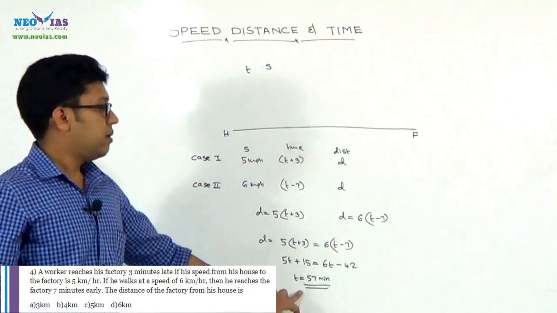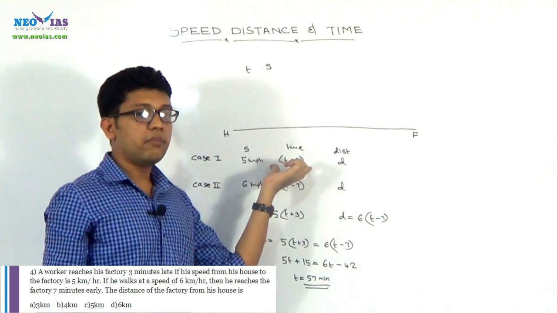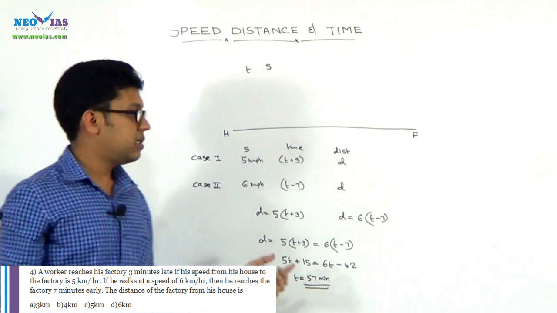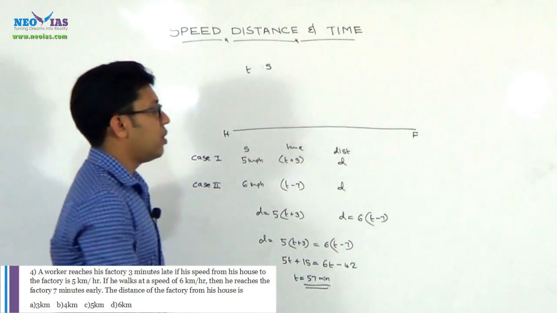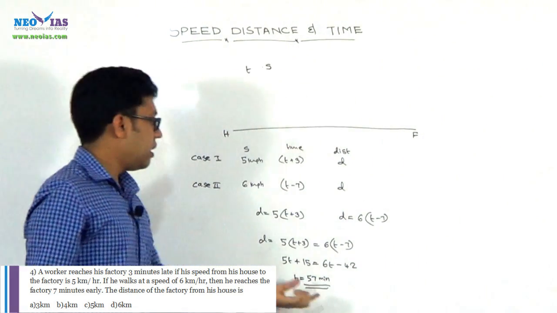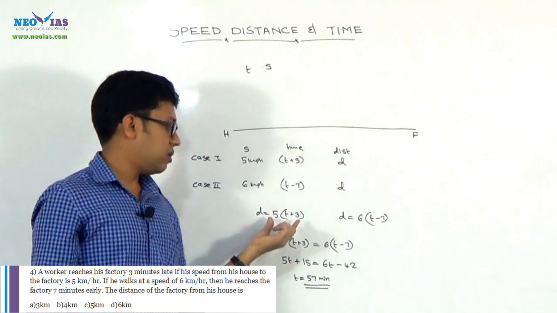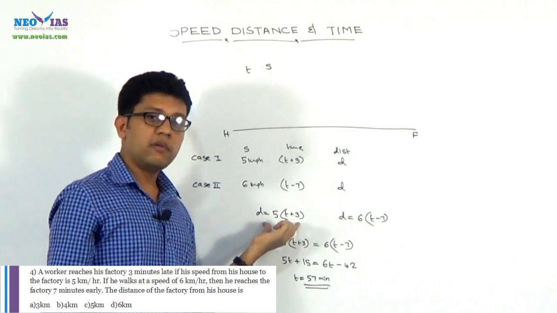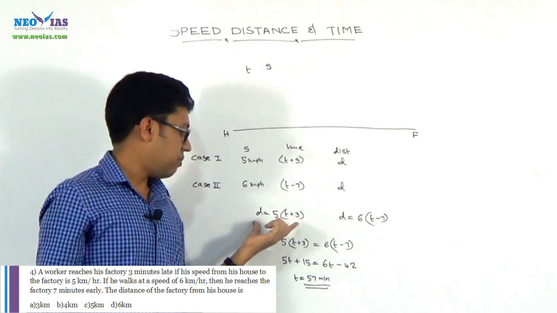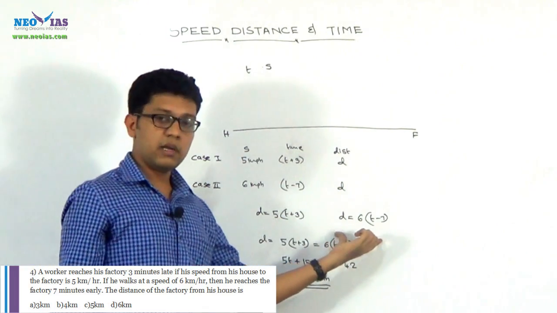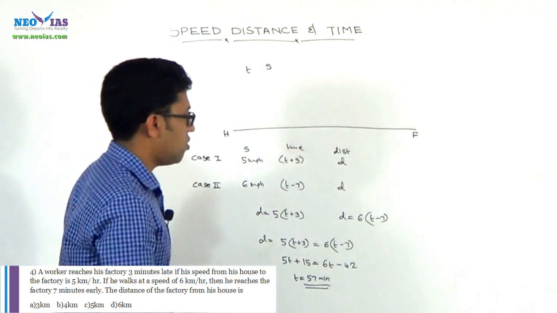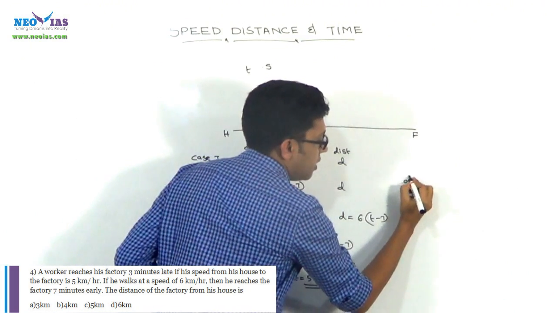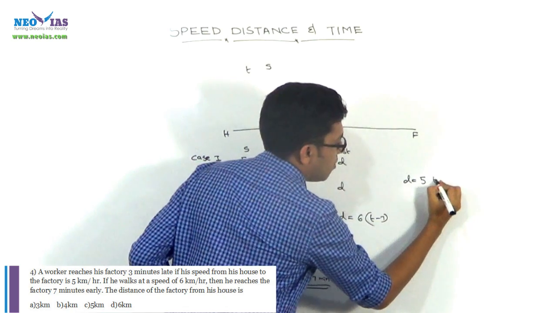Just keep in mind that we have taken this t plus 3 in minutes, so we will get the answer also in minutes. So to find our distance, what we need to do? We need to put that t in any one of these equations. If you put that t in this equation or in this equation, we will get the distance. Okay, I am taking this equation, d is equal to 5 into t plus 3.